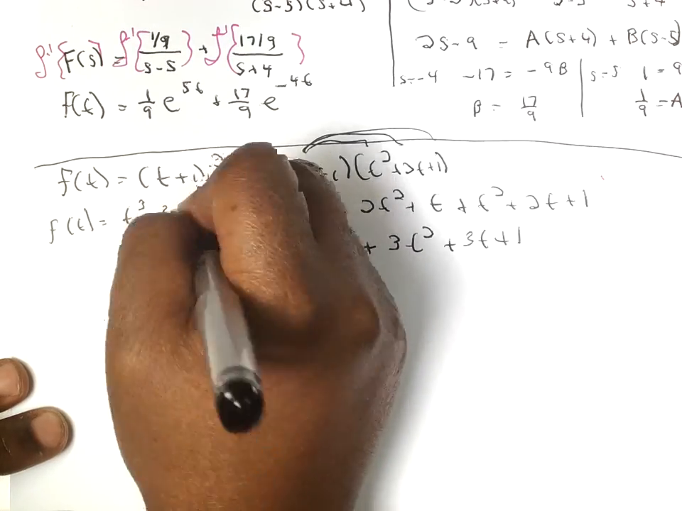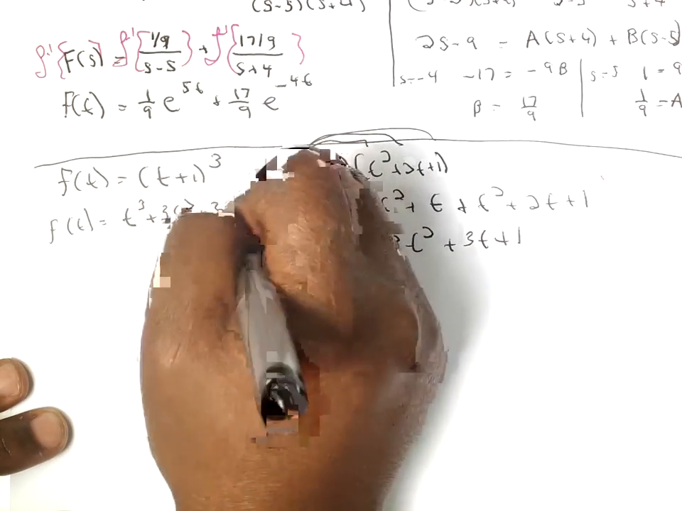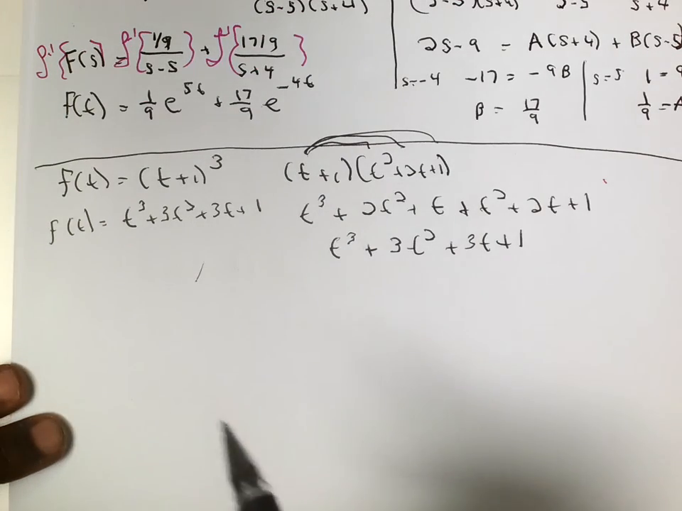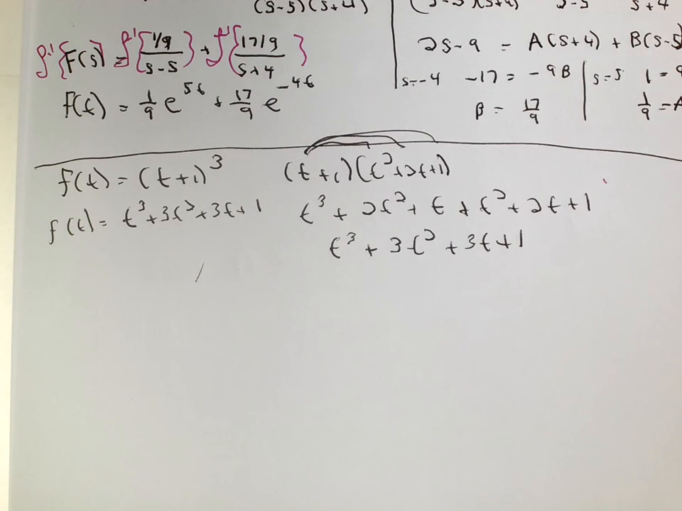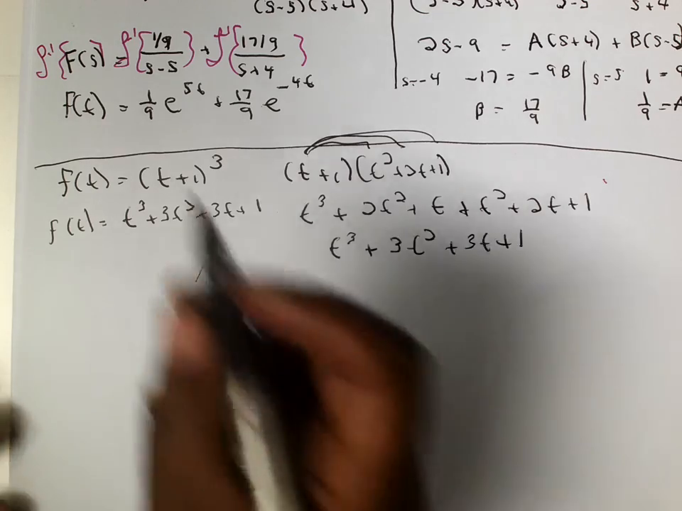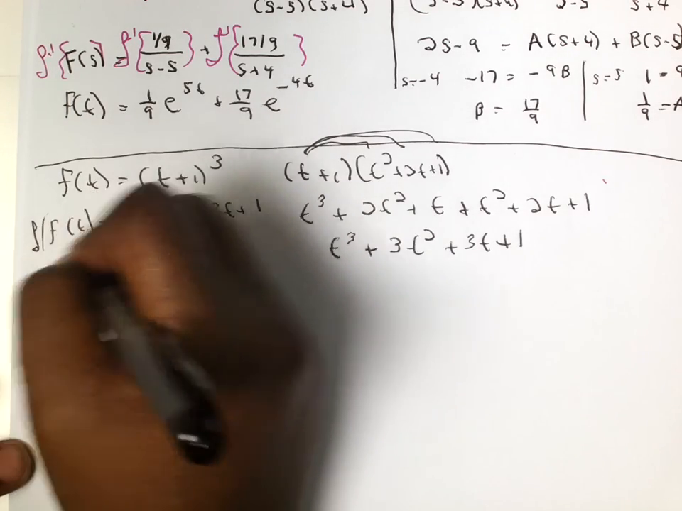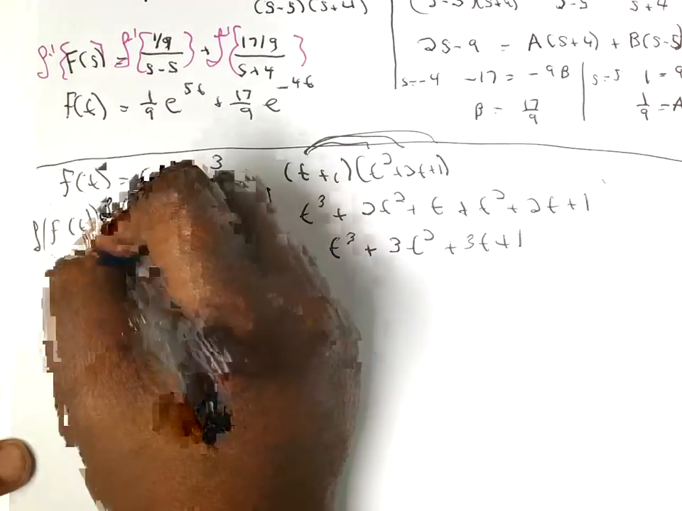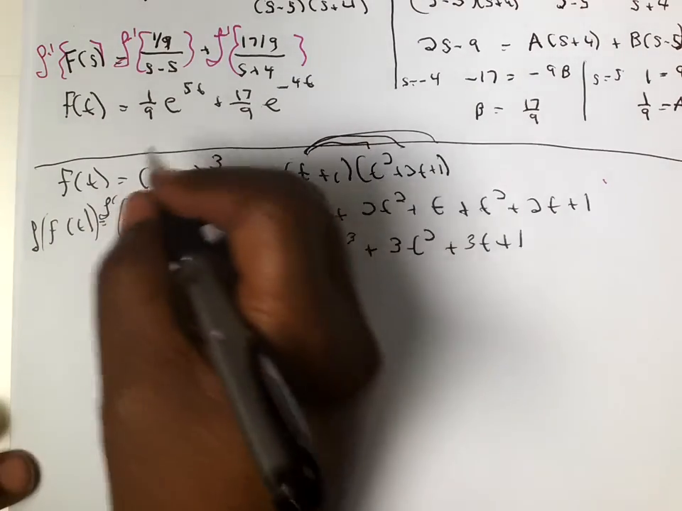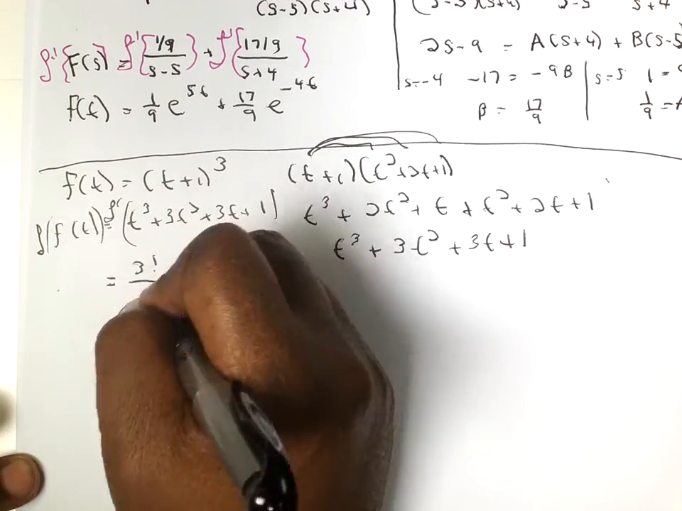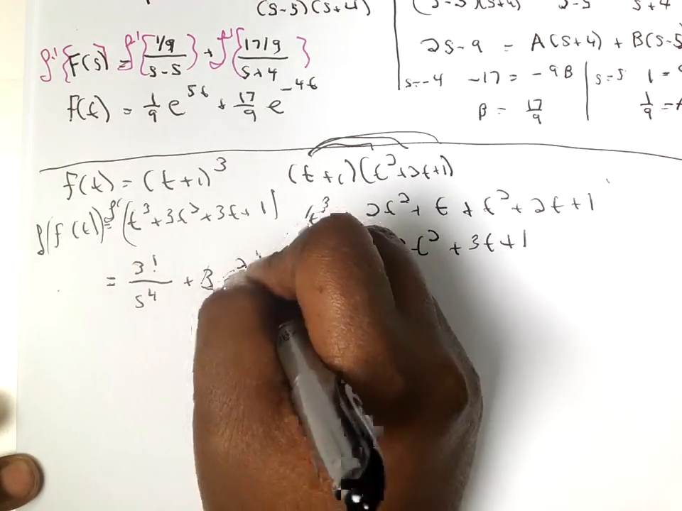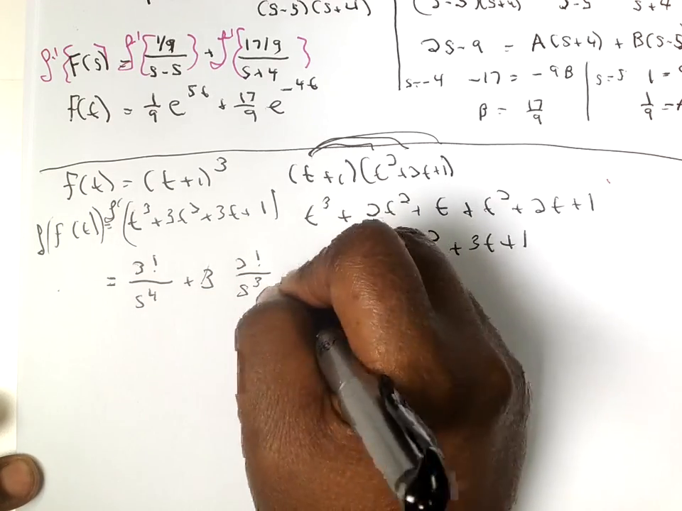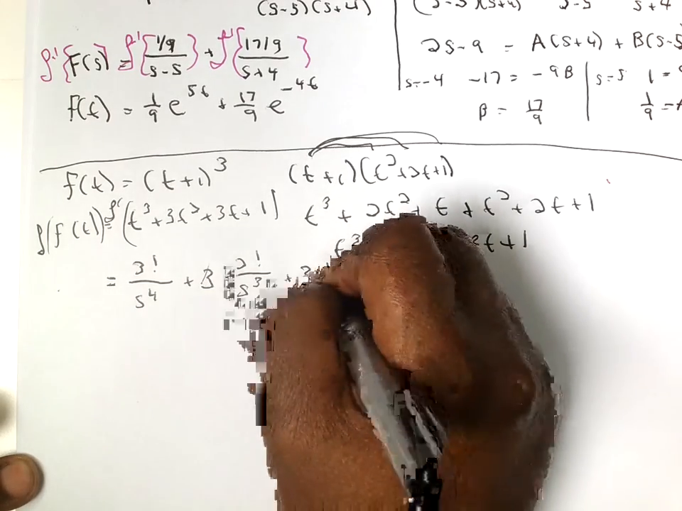Plus 3t squared plus 3t plus 1. And now I can Laplace each term. So the t cubed becomes 3 factorial over s to the 4th, and then 3 times 2 factorial over s cubed, and then 3 times 1 over s squared plus 1 over s.